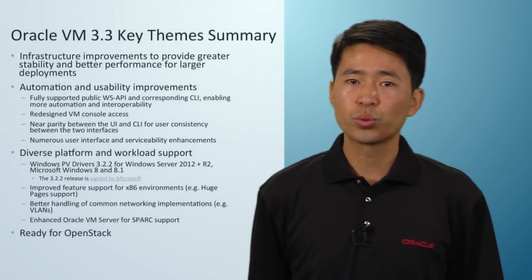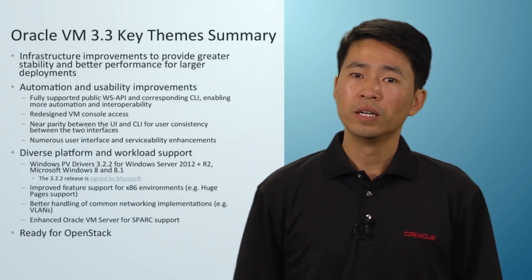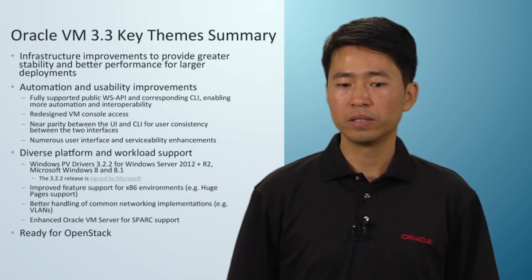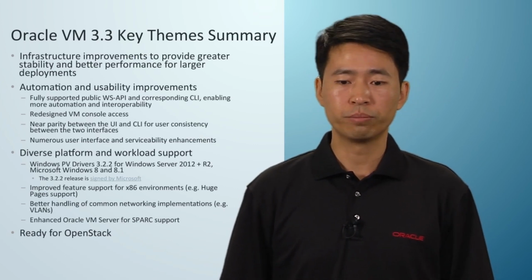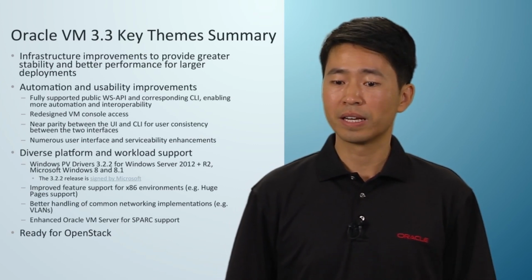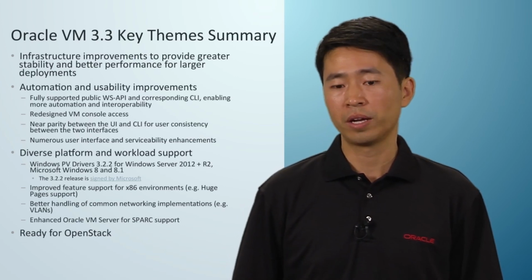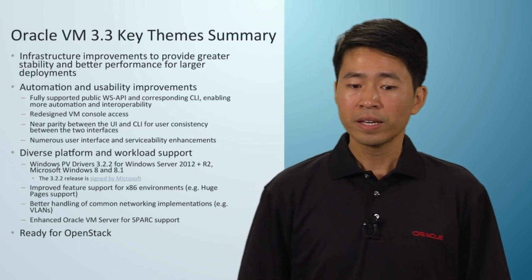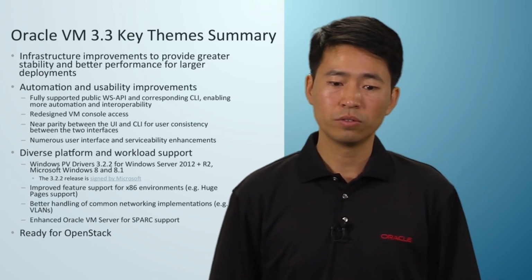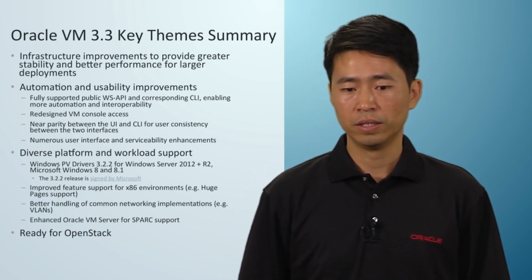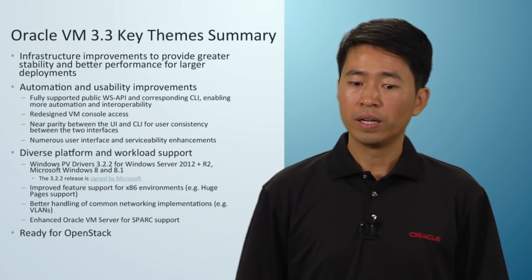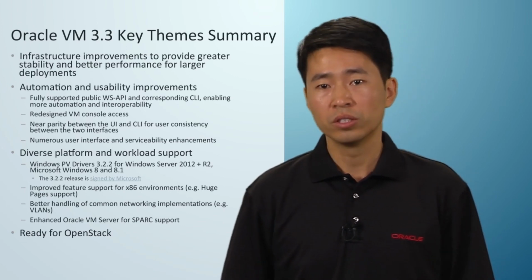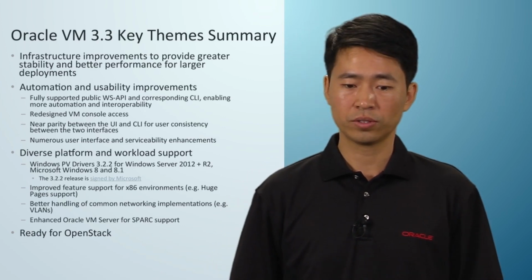Oracle VM 3.3 is the latest release. We offer a number of key enhancements across several areas. The first one is infrastructure improvement, which provides greater stability and better performance for large deployments. Next, it offers a number of enhancements for automation and usability, including a web service API, a redesigned VM console, and some additional improvements to both the UI and the command line interface.